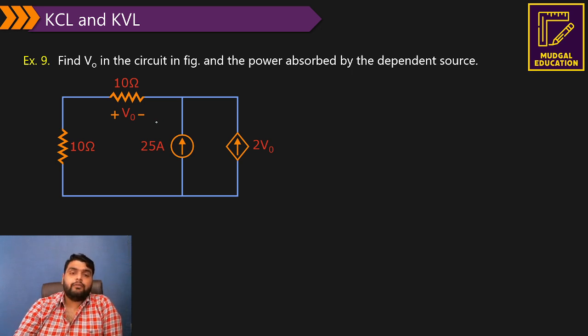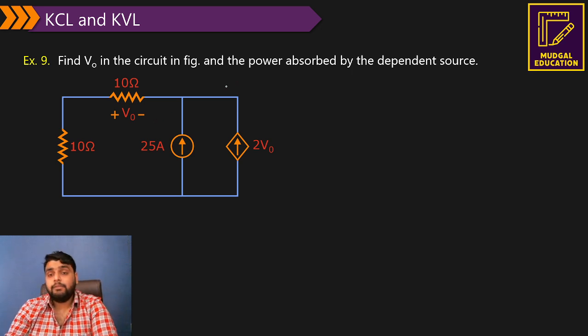In the question, you have to find out a V naught and the power absorbed by the dependent source. Power absorbed by the dependent source. Now again you can see one point here very carefully. This is voltage controlled current source.